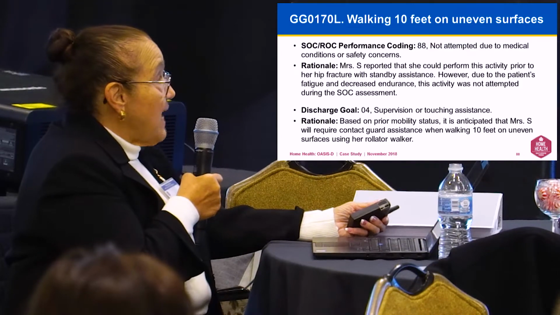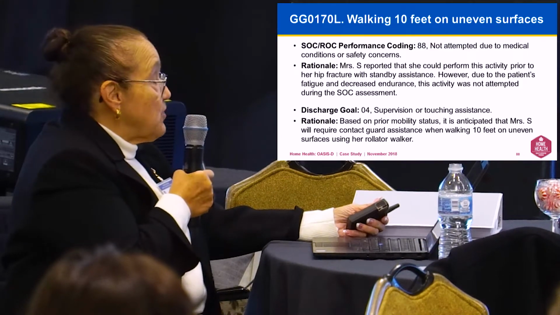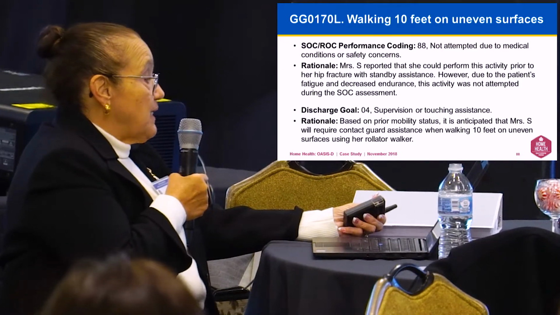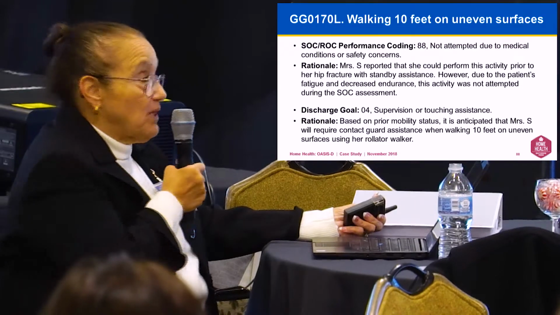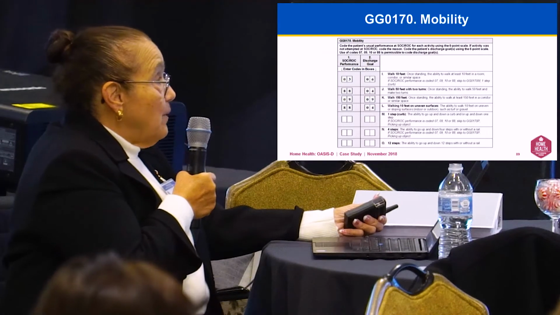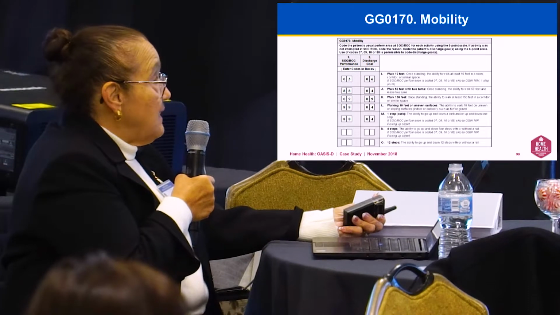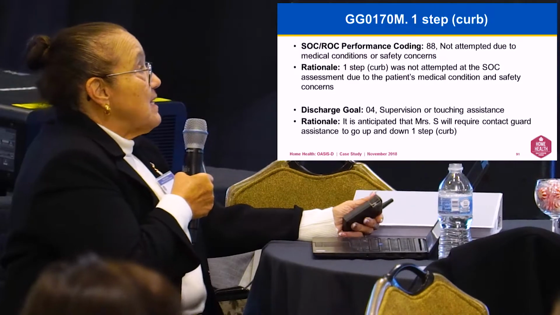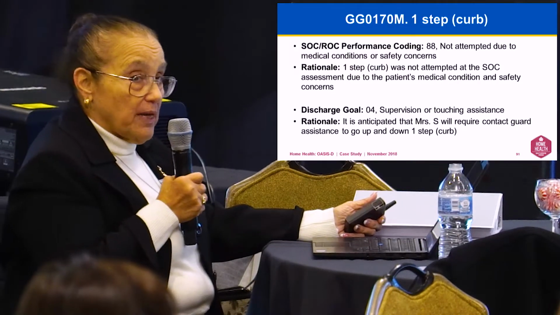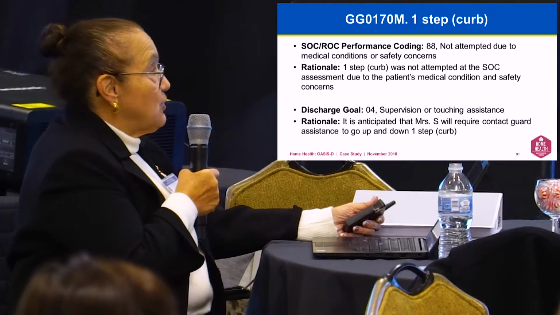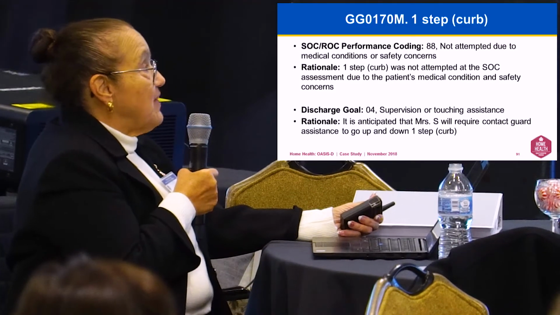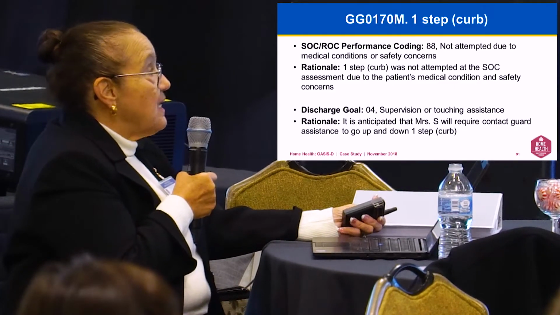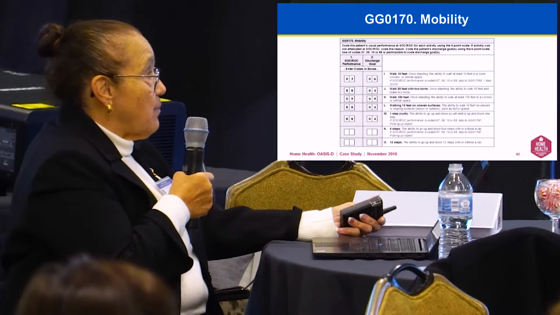This activity was not attempted due to her fatigue and her decreased endurance on admission because it simply wouldn't be safe. The discharge goal is decided on based on her prior mobility status. M, the one-step curb, is an 88 on admission and 04 on discharge. Again, the rationale is that attempting it was not appropriate due to her condition and the issue of safety, and it is believed that, as in prior to the injury, she will return to supervision or touch assist, contact guard, to go up and down the one step.